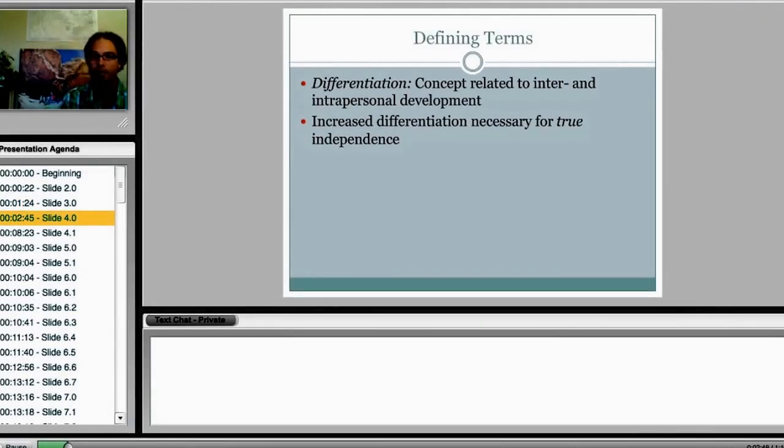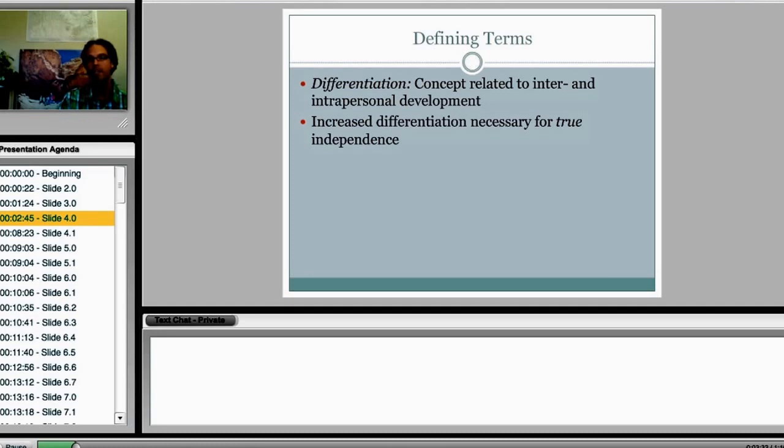The first word to define here is differentiation. What I hope to make clear is that this is a concept related to both inter and intrapersonal development, and it's true for everybody, whether they've ever heard of the term differentiation or not. It's kind of like IQ in that sense: one has a level of differentiation, whether they've ever measured it or used the term, similar to having an IQ whether one knows what their level of IQ is.